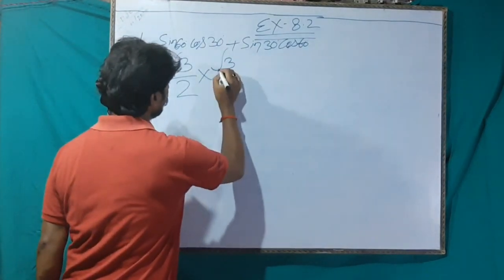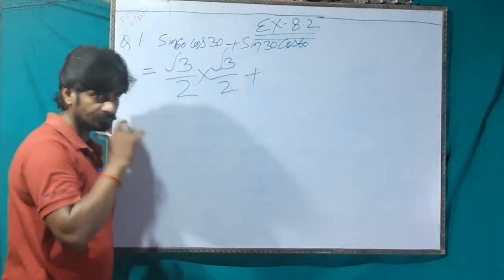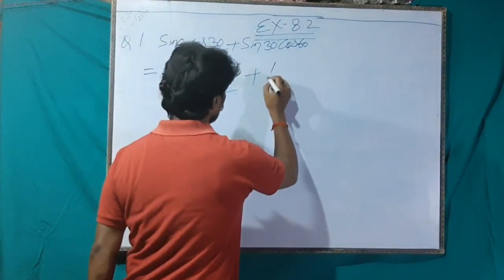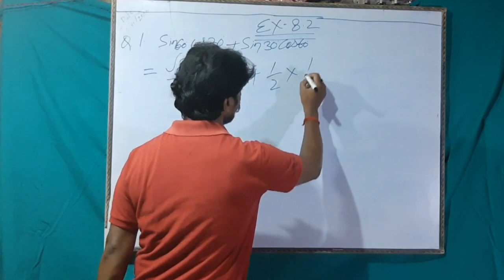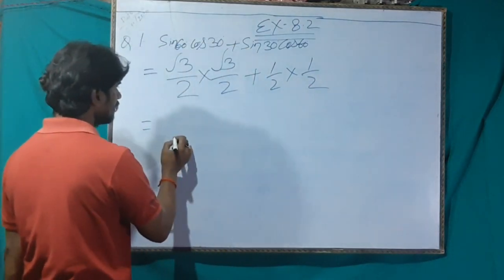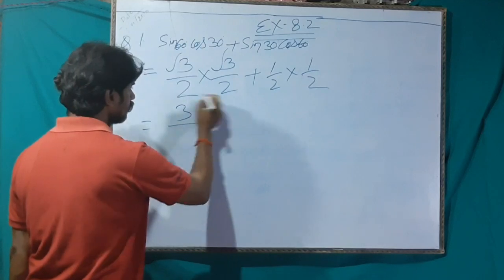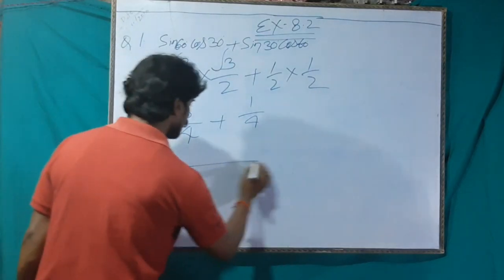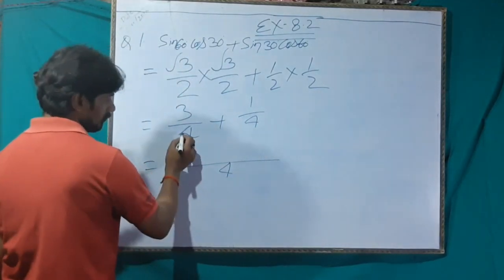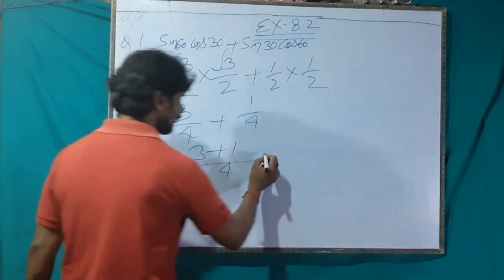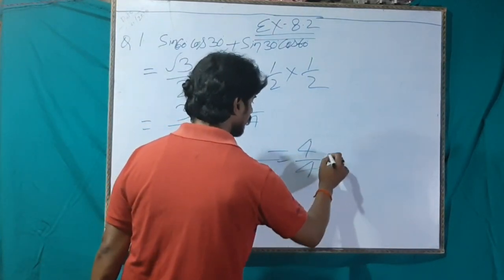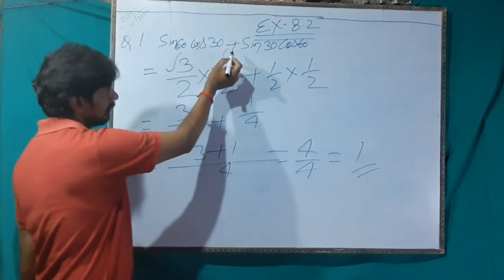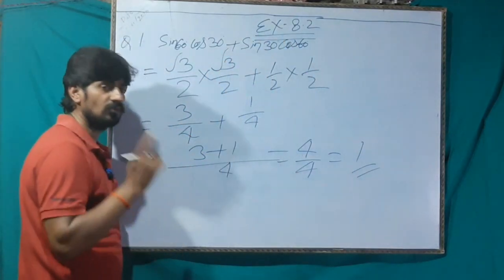So root 3 by 2 plus sin 30 degree 1 by 2, 1 by 2 into cos 60 degree, 1 by 2 also. That means root 3 by 2 into root 3 by 2 is 3 by 4, plus 1 by 4. LCM of 4 and 4 is 4. So 3 plus 1, that is 4 by 4, is equal to 1. So the value of sin 60 cos 30 plus sin 30 cos 60 is equal to 1.